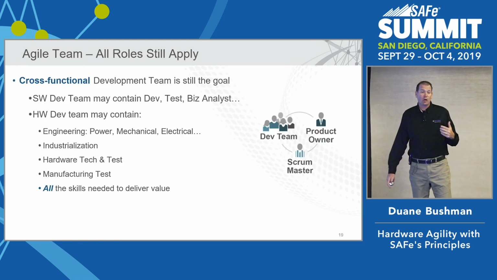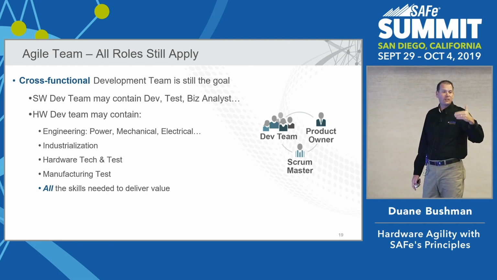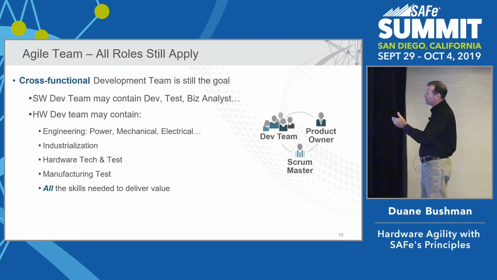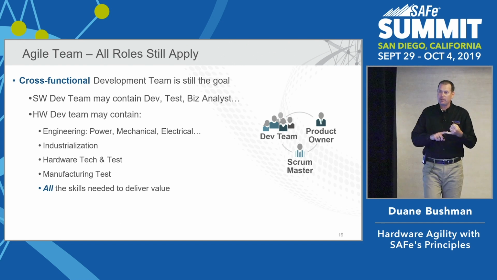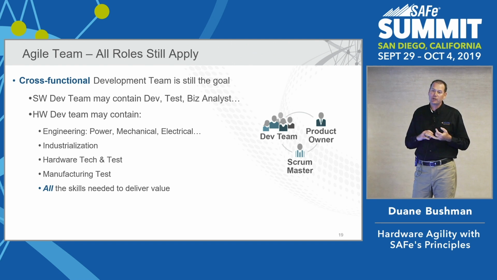Well, first off, cross-functional teams. Software, maybe you had your dev, test, your BA, you had those kind of roles. Well, our Agile team, maybe it is, I mentioned before, we got power and electrical and mechanical. We have hardware techs, all on one team. Where's the hardware test and manufacturing test? So the point is don't box yourself in terms of thinking about, well, an Agile team, the 7 plus or minus 2. It has to contain the roles that deliver value. So don't feel like you're hamstrung by that.